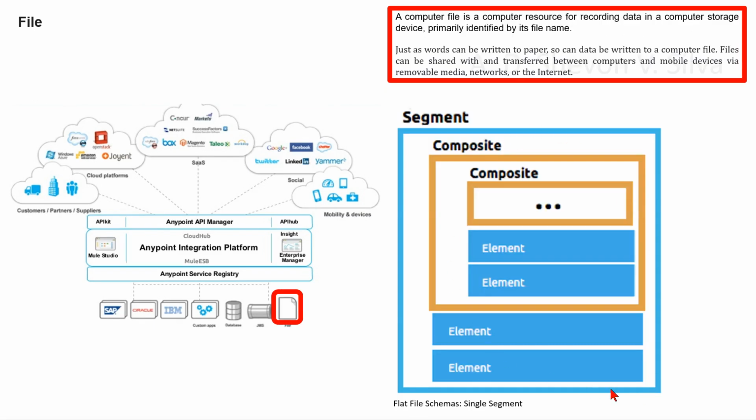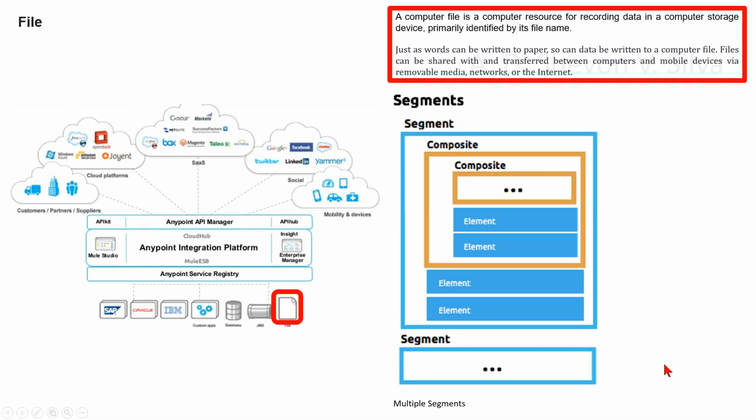Here you can see a single segment in flat file schemas. If you are only working with one type of record, you only need to have a segment definition for that record type in your FFD. Here the composite is there, and elements are in composite, and again composite and elements are in segment here.